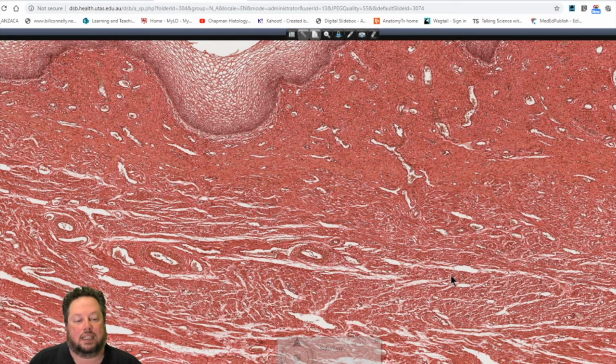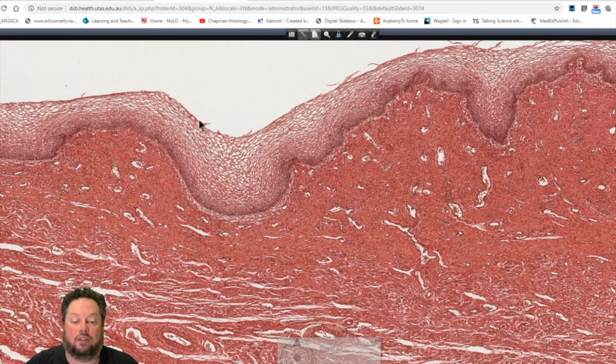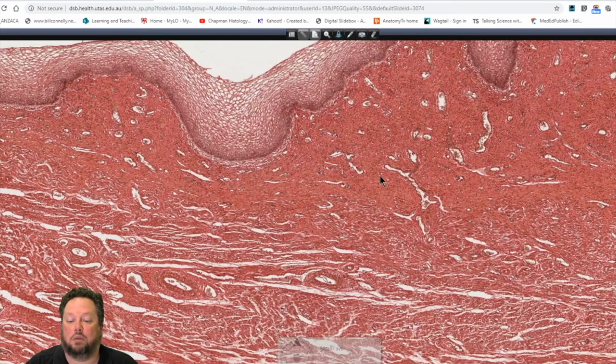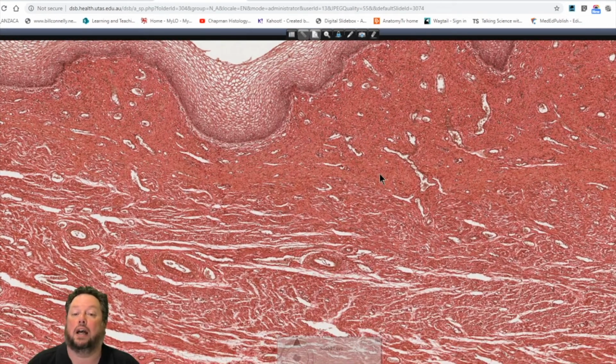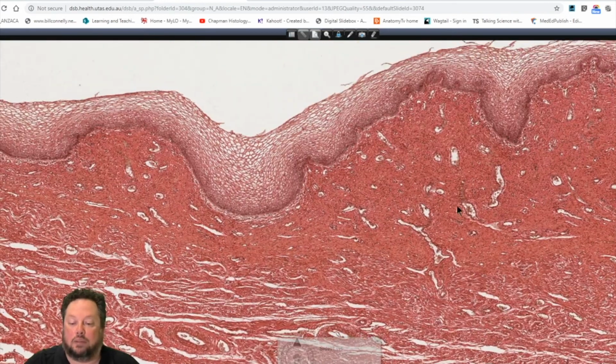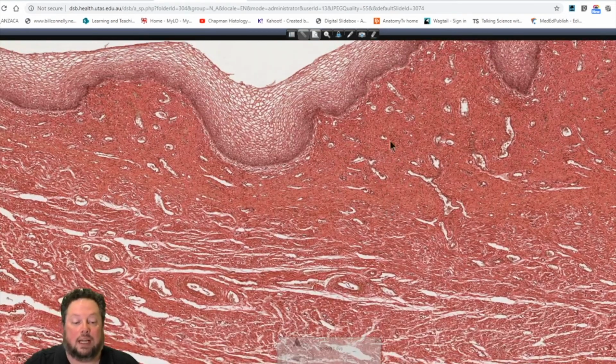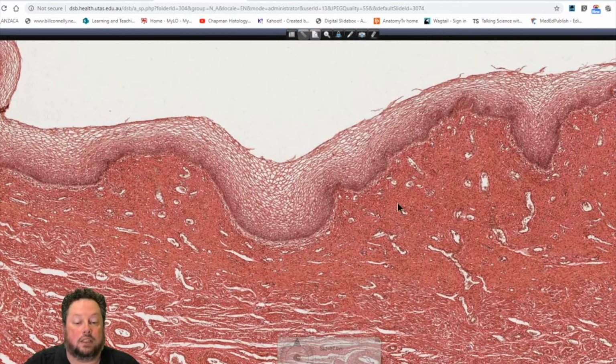In the past students have asked, how do you distinguish histologically between a section of the vagina and a section of the esophagus? Because they both have a stratified squamous non-keratinized epithelium, and they both have an inner circular, outer longitudinal layer of tunica muscularis. The difference being there's no muscularis mucosa in the vagina.